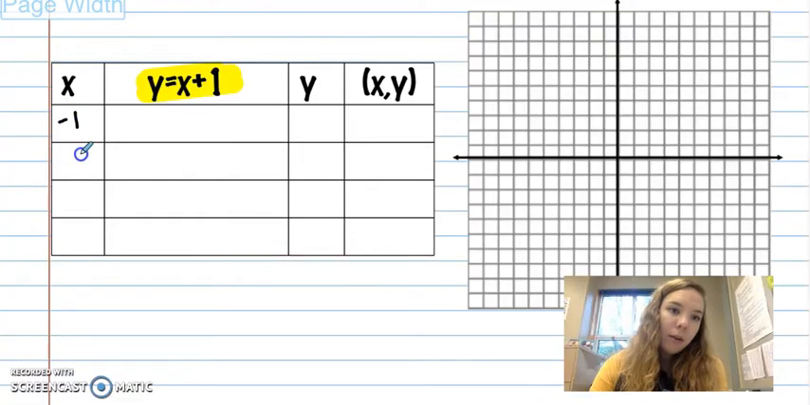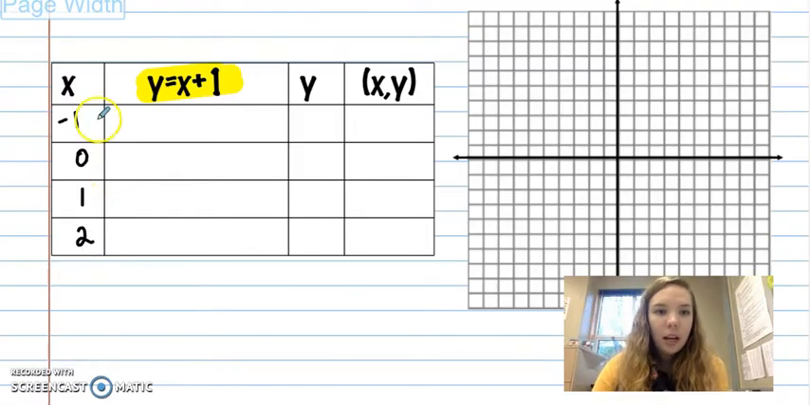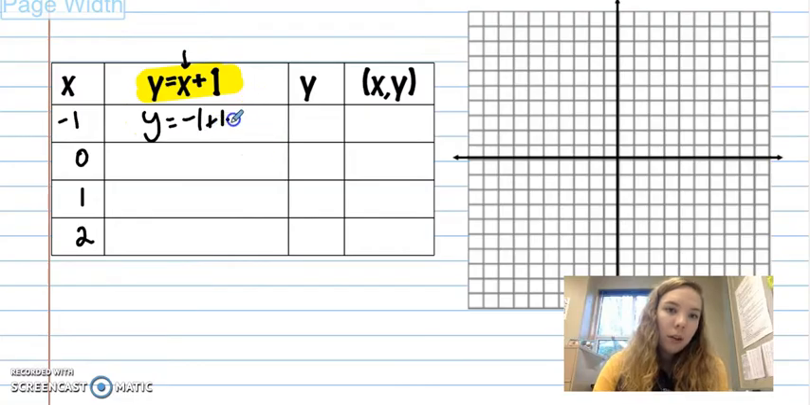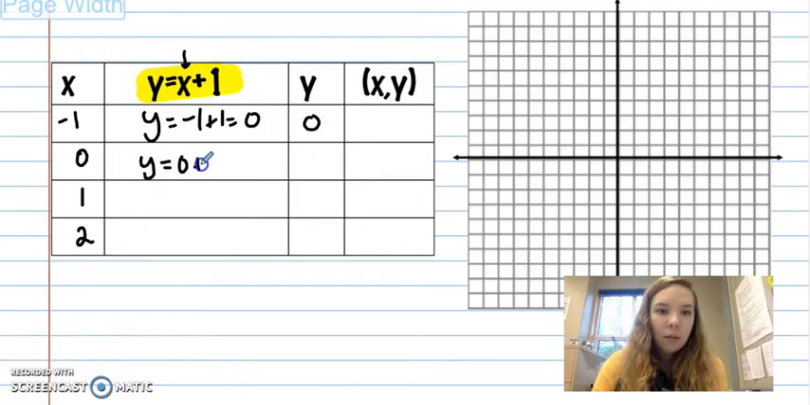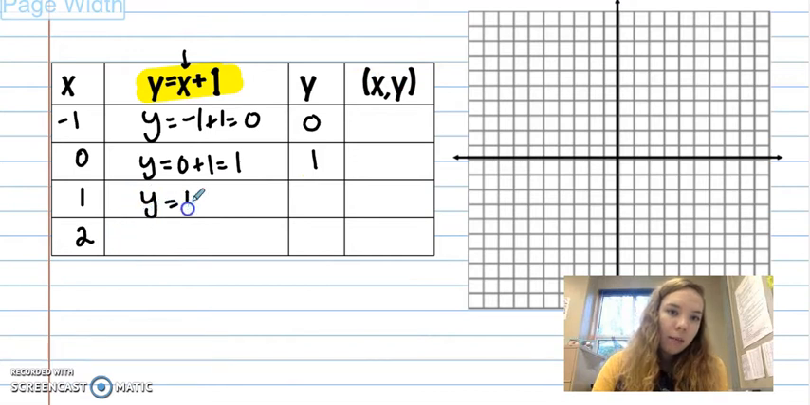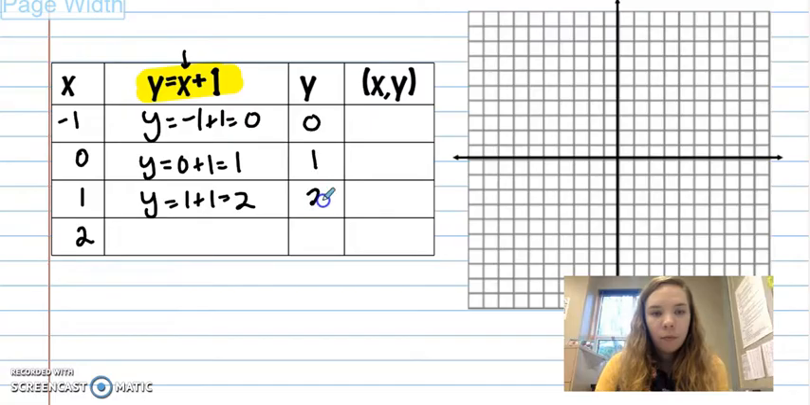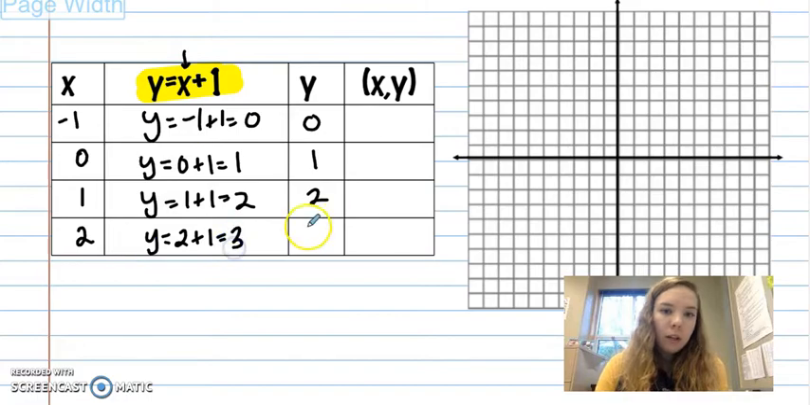So we're going to go from -1 up to +2, okay? Then I'm going to take this equation and instead of x, I'm going to replace it with whatever we chose. So I'm going to have -1 plus 1. Well, that's 0, so y is 0. Here, I'm going to have 0 plus 1. That's 1, so y is 1. And I'd have 1 plus 1 is 2. So 2 plus 1 would give us 3.